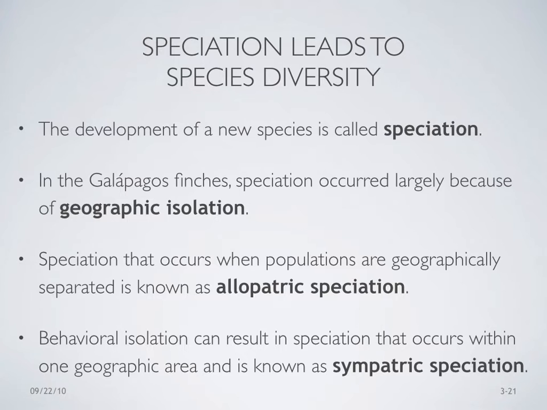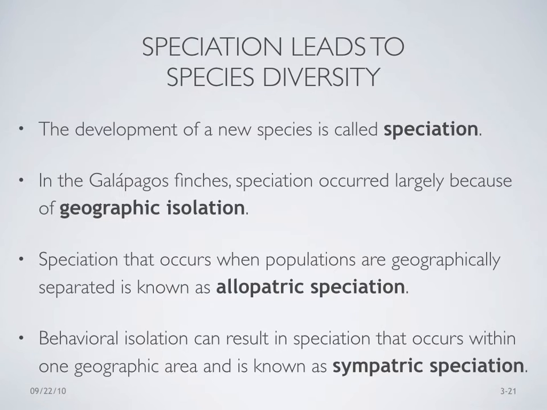These isolated populations gradually changed in response to their individual environments, some of which were extremely dry, with sparse vegetation, while others were relatively moist with greater abundance and diversity of food resources. Speciation that occurs when populations are geographically separated is known as allopatric speciation.